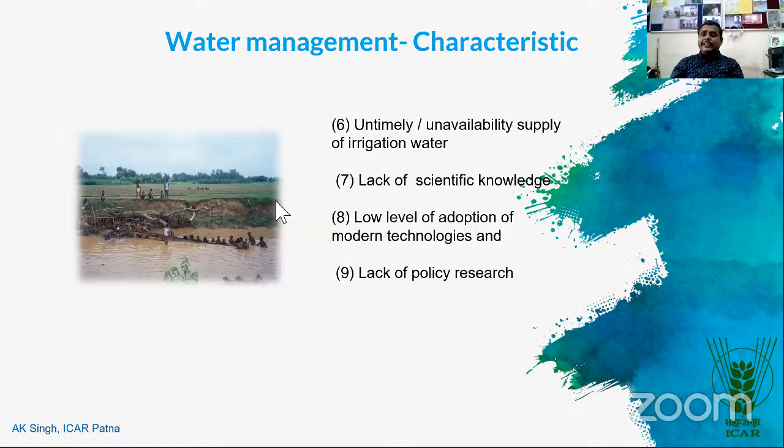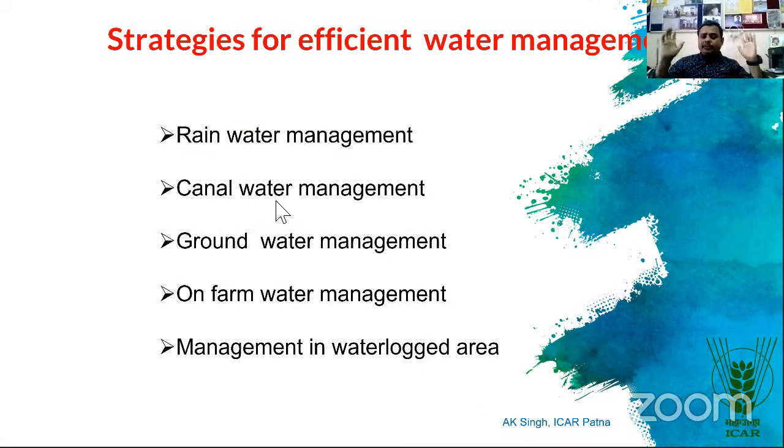So what is the strategy for efficient water management? There are 3, 4 things we have to manage. We have to manage rainwater efficiently. We have to manage canal water. We have to manage groundwater. And the third one, the most important thing, on-farm water management. This work is for we people, the agronomists, where we can do water scheduling and different approaches for on-farm water management and management of waterlogged area. As India has a major chunk, 6% of area, under waterlogging, we have to think about managing water to increase water productivity in a nutshell.